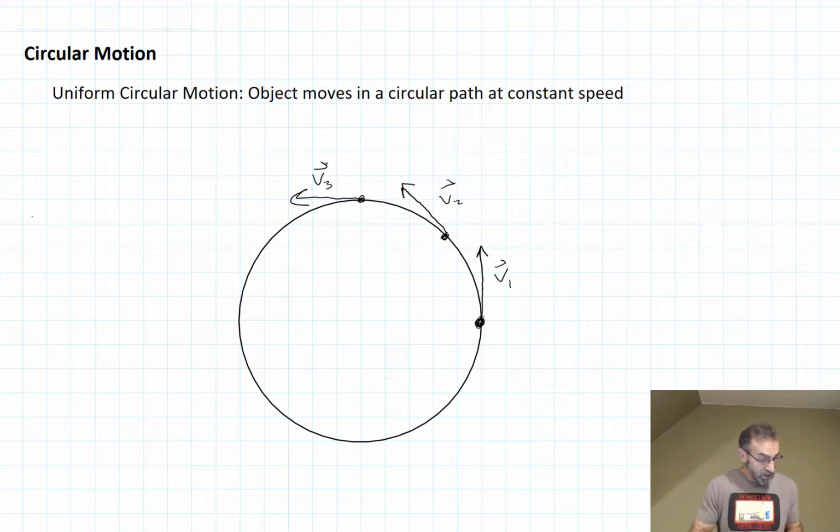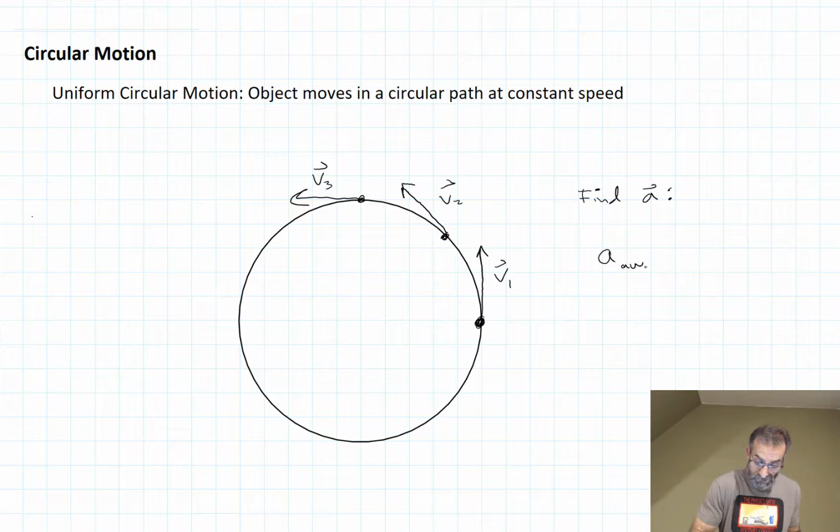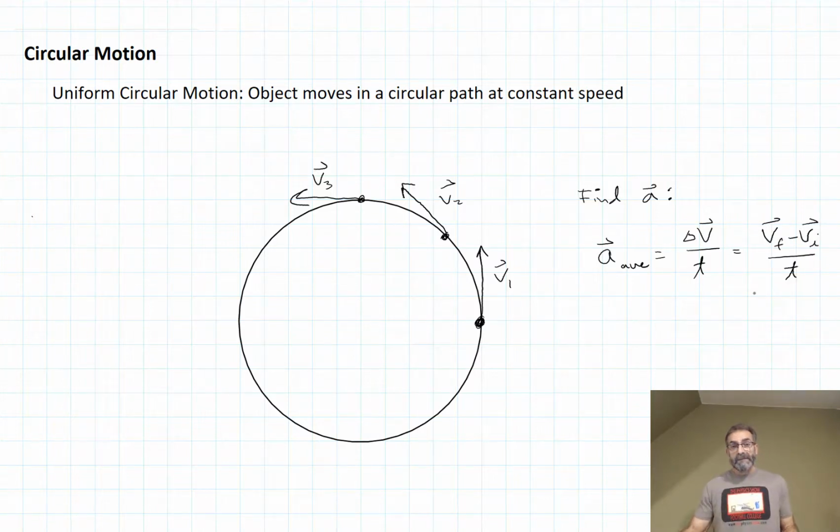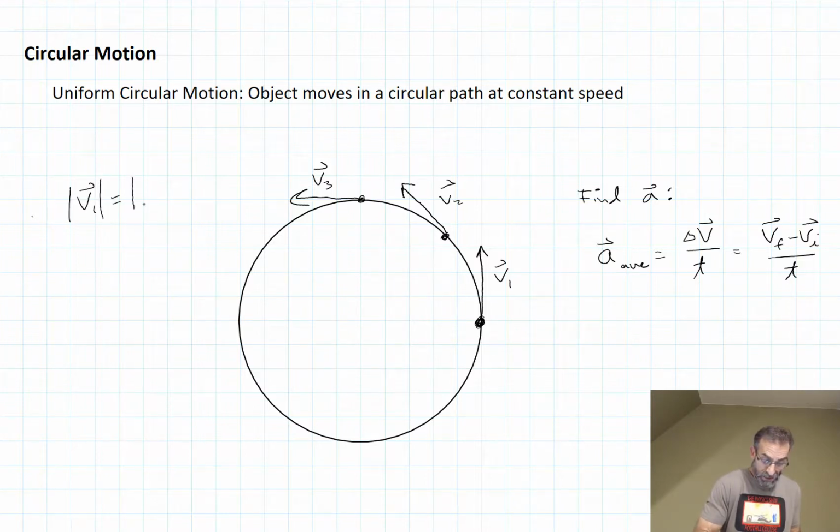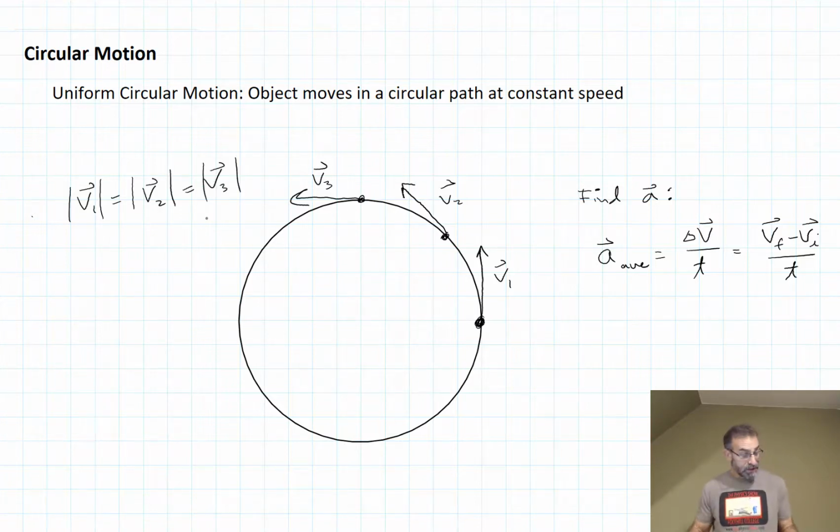And our definition of acceleration is this. The average acceleration is the final velocity minus the initial velocity over time. One thing we know about this, if it's moving at a constant speed, we know that the magnitude of v1 equals the magnitude of v2 equals the magnitude of v3.